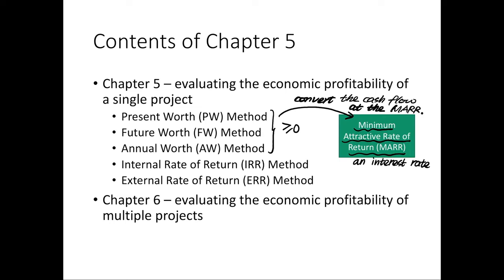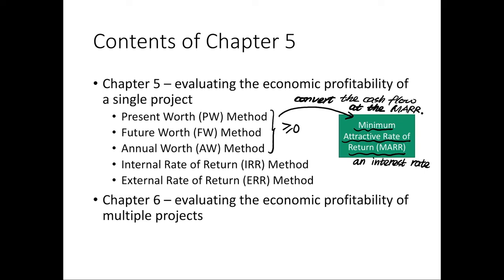Right, and then you will have your equivalent present value. You compare that with 0, and if it's bigger or equal to 0, then you say this is a good project. You accept that. If not, then you say you're going to reject that project. Okay, same for the future worth method, annual worth method. You always compare that with 0.